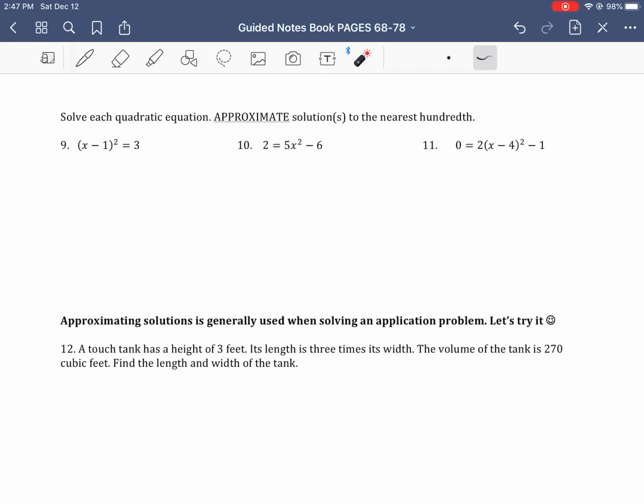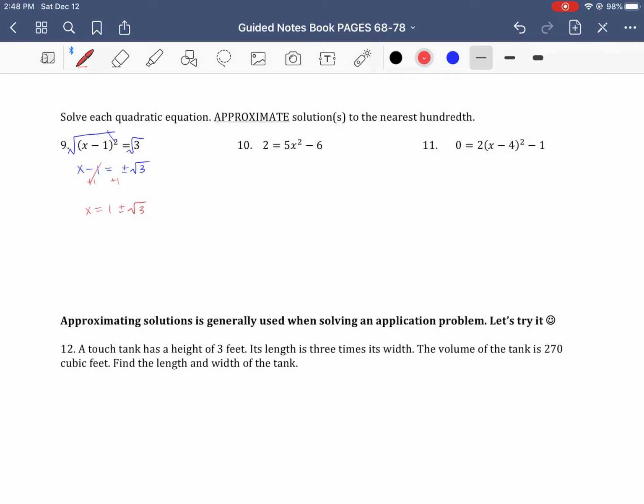So for example, on number 9, if we look at this one, we have something squared is equal to 3. There's nothing to move on the outside of our parentheses, so the first step on this one would be to square root both sides to get rid of the squared. When we do that, we end up with x minus 1 on the left, and don't forget your positive or negative possible solution, so plus or minus the square root of 3. We then want to add the 1 over to the other side to isolate x. So x is equal to 1 plus or minus the square root of 3.